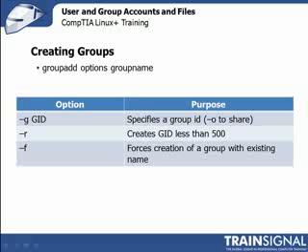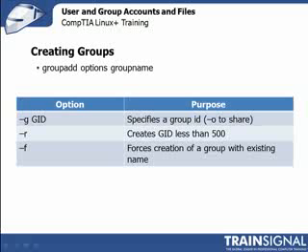The command to add a group is simply groupadd, and the syntax is groupadd space options followed by group name. Though you probably won't often use the options, they are -g, which specifies a group ID, and like user IDs, these are usually unique, but if you want to share them, you need to use the -o option. Then you have the -r option, which creates a group ID of less than 500. Now this option is supported on Red Hat, but not many other distributions. Then you have -f, which forces creation of a group with an existing name.